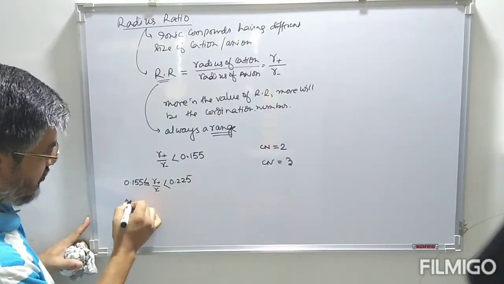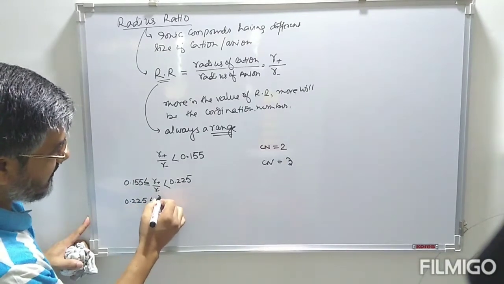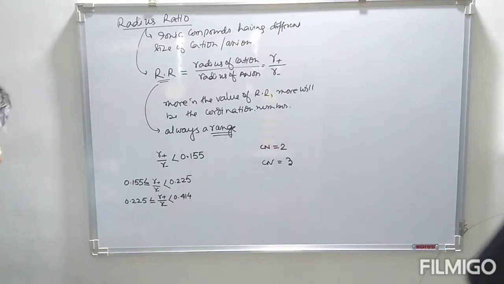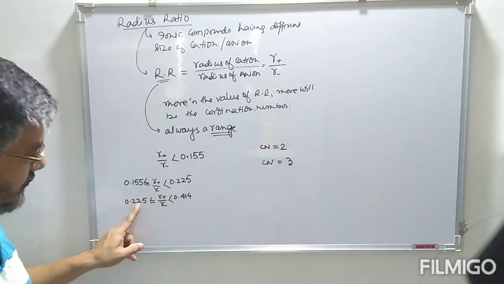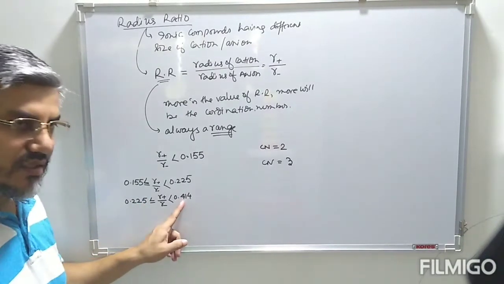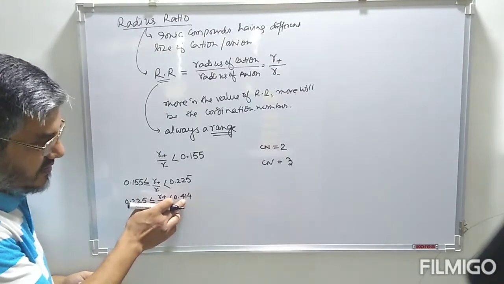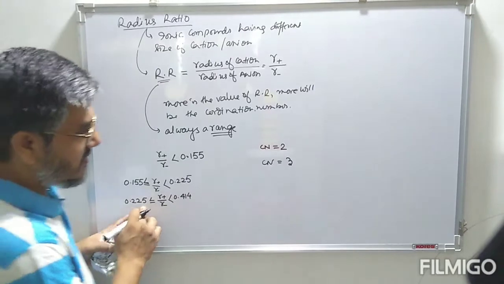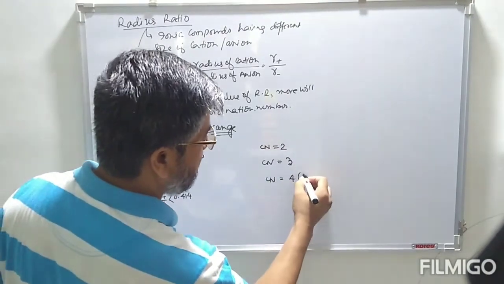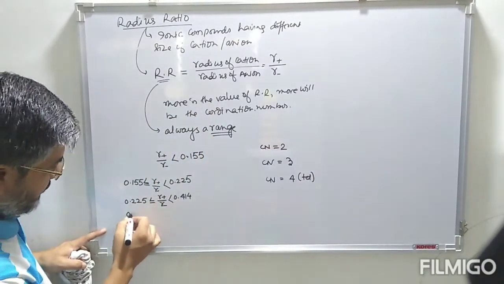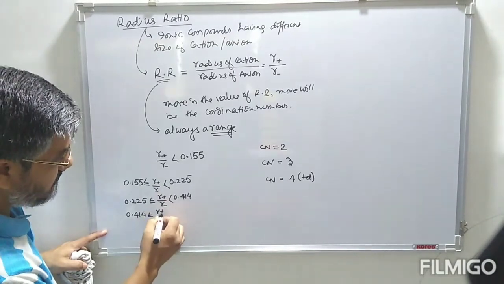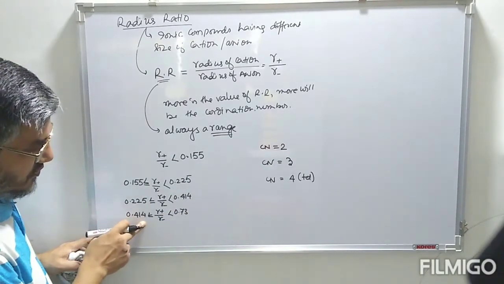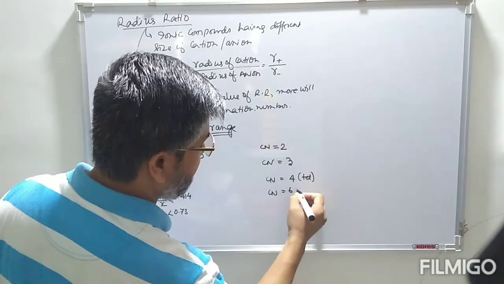So this is 0.225, r plus by r minus, but less than 0.414. So if the radius ratio is equal to 0.225 or greater, but less than 0.414, we have a range. If the radius ratio is in this range, the coordination number is 4, that is tetrahedral. If the radius ratio is equal to or greater than 0.414 but less than 0.73, the coordination number changes to 6, that is octahedral.